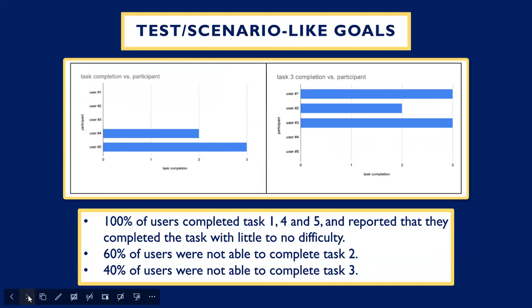This is also some data we collected about completing tasks and our participants. So for task 3, a lot of participants had high difficulty completing tasks, and about 60% weren't able to complete task 2.